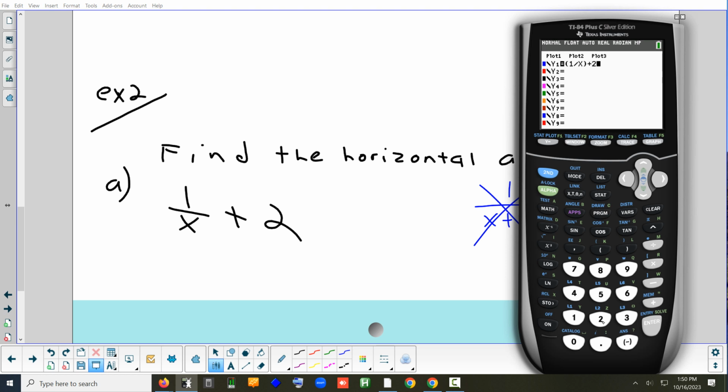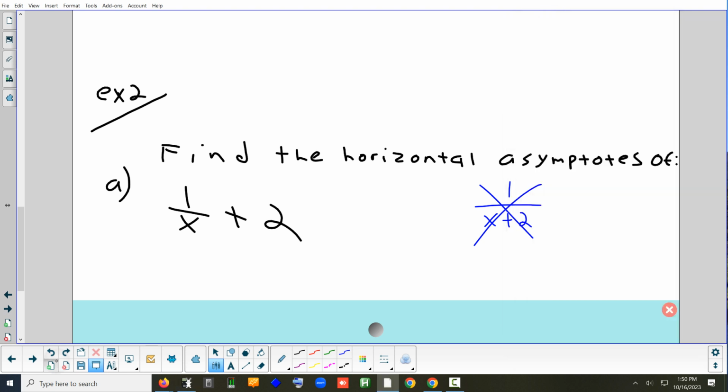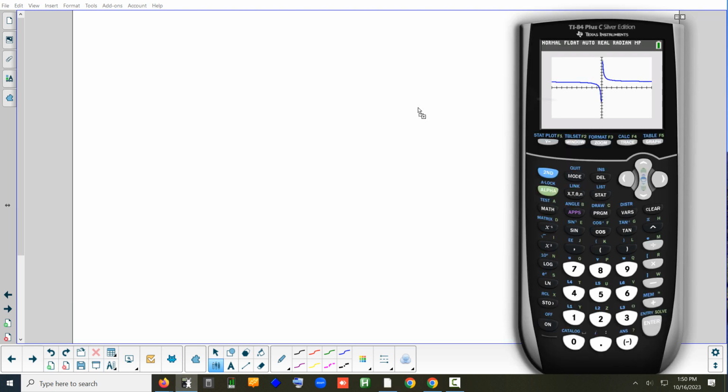All right, and I'm going to do zoom 6. And then we're going to look at what happens as the graph heads to the left and to the right. We'll do zoom 6, like I said first. All right, let's take that graph.